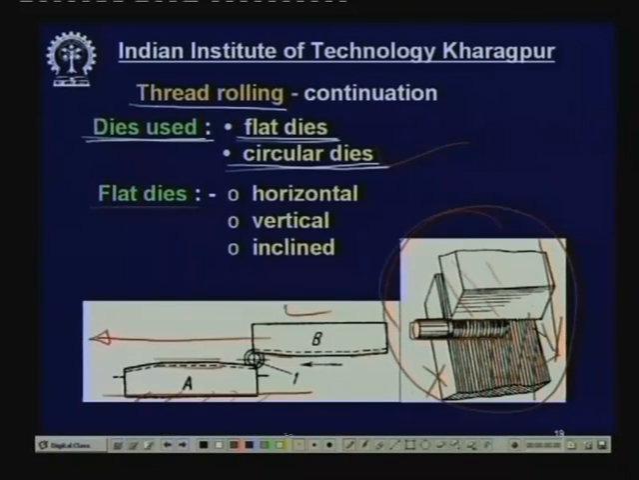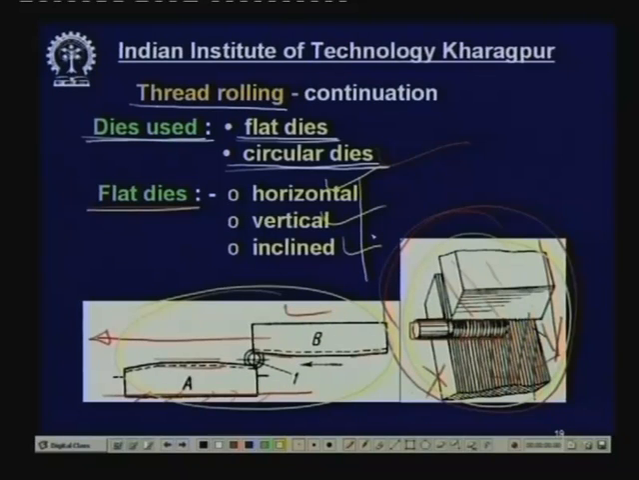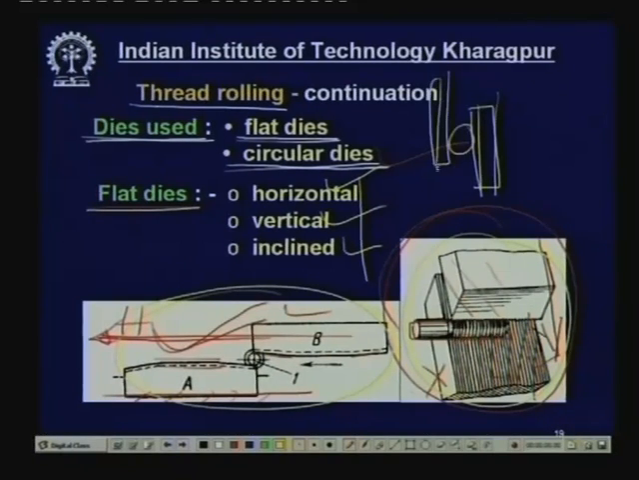When we talk about flat dies, these are all flat dies, and they can be of three types: horizontal, vertical and inclined. Now, this is the example of vertical, this is the example of horizontal movement. This is very common and very convenient. Verticals are also used. So, one die is fixed like this with thread, and this is the blank, and the other die will be moved up and down.